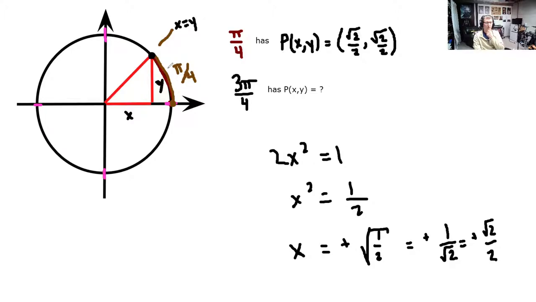So here's pi over 4. If we go another one of those, we arrive right at the top. That's 2 pi over 4, which is pi over 2. And if we go another one, we arrive right here. That's 3 pi over 4. It's 3 of those previous angles. Now there's a lot of symmetry here in the circle. So what do we know about the coordinates of this point because of where we ended up, because this is a multiple of this one?